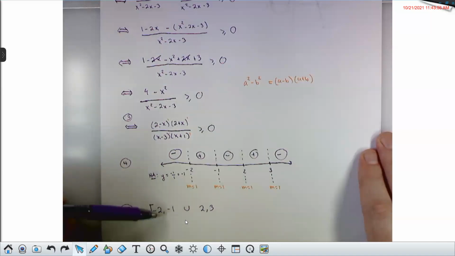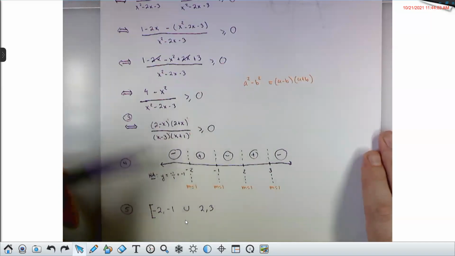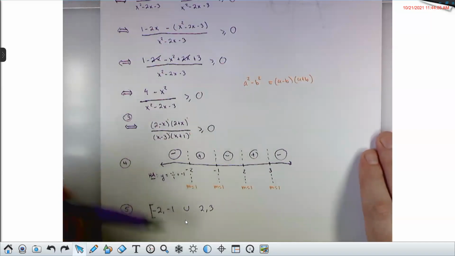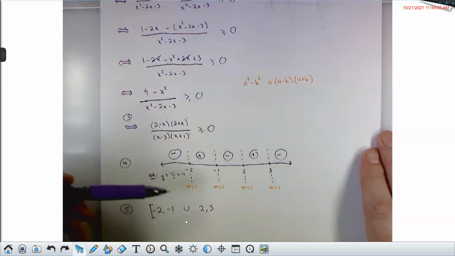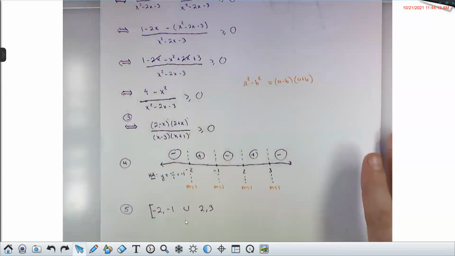So in other words, you just test the endpoints individually. You plug them into this function. You don't need to write it out. Usually you'll be able to see it right away. But if it helps you to write it out, you can. What about the -1? What happens if I plug -1 in here? Wouldn't the bottom be 0?